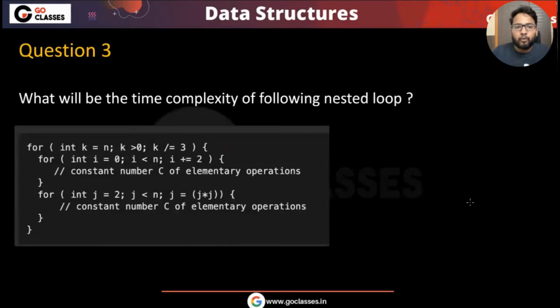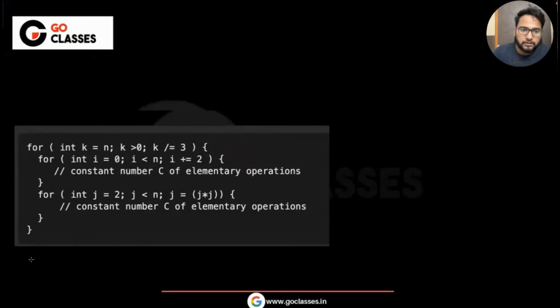Now let's see this. What will be the time complexity of the following nested loop? Okay, so this is one loop. Here you have two nested loops. So tell me, how many times are you going to run this? This is going to run, I think, log n times, right? Yeah, this is going to run log n times. So this is going to run log n times.